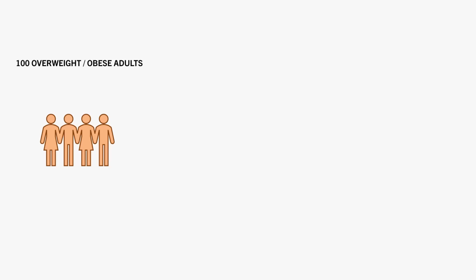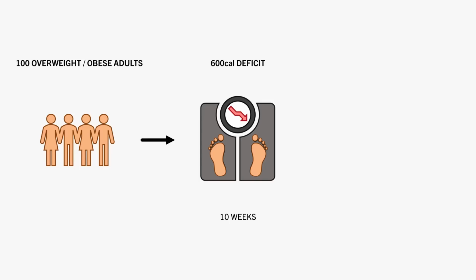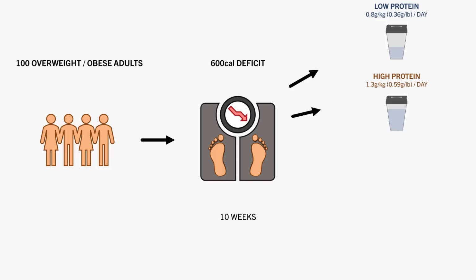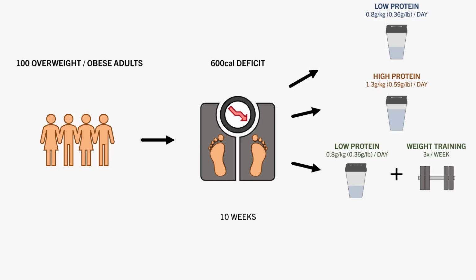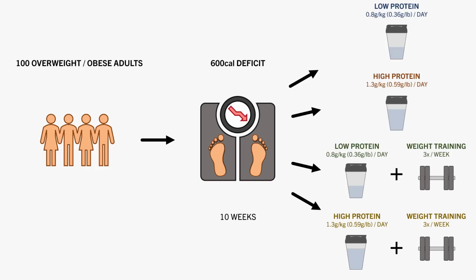100 overweight or obese adults followed a diet designed to be 600 calories below their estimated energy needs for 10 weeks. Subjects were split into 4 groups, one consuming a lower protein intake of 0.8 grams per kilogram per day, one consuming a higher protein intake of 1.3 grams per kilogram per day, the third group consuming a lower protein intake but also performing resistance training 3 times per week, and the last group consuming a higher protein intake plus performing resistance training 3 times per week.